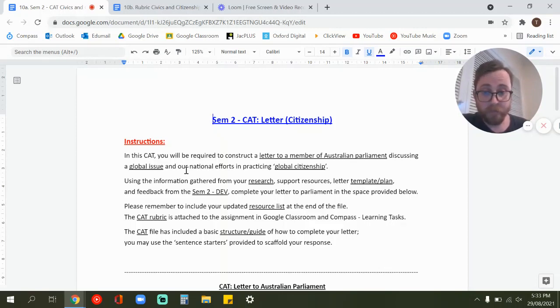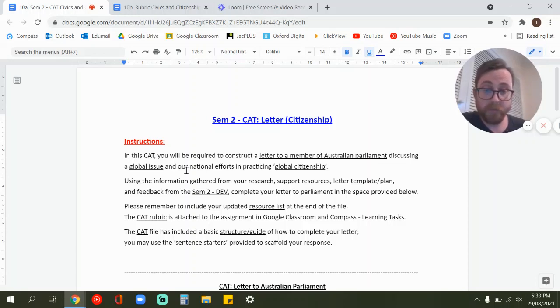Using the information gathered from your research, support resources, so that's your textbook, your class slides, the letter template, the plan itself, and then the feedback from your Semester 2 dev, complete your letter to Parliament in the space provided below. Please remember to include your updated resource list at the end of the file. The CAT rubric is attached to the assignment in Google Classroom and Compass Learning Tasks, depending on what platform your teacher, your class is using.